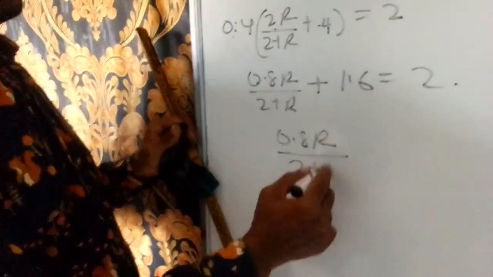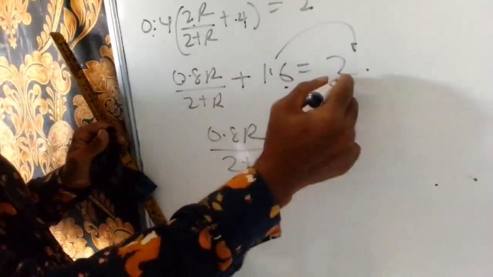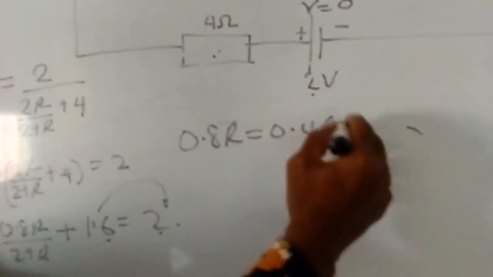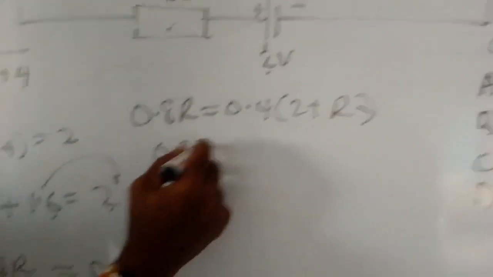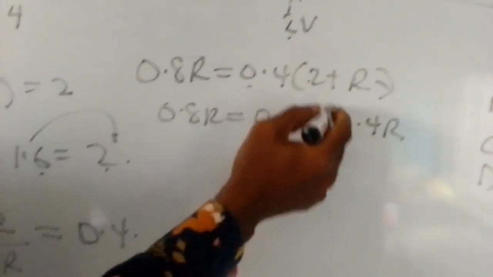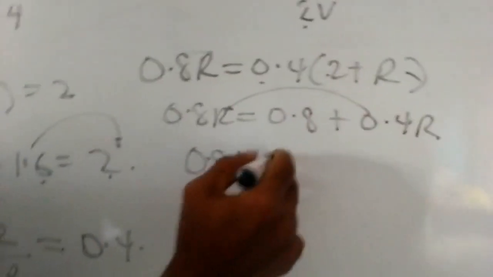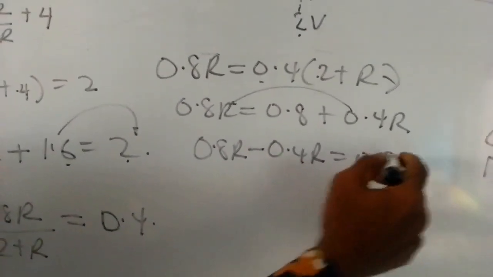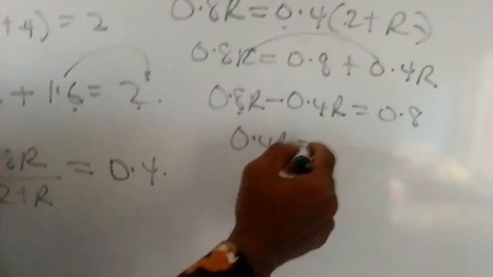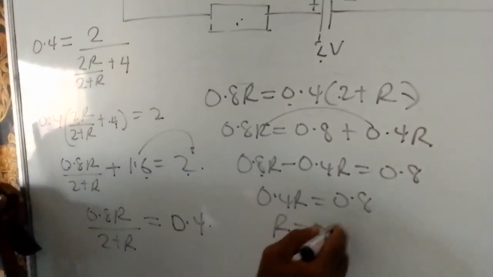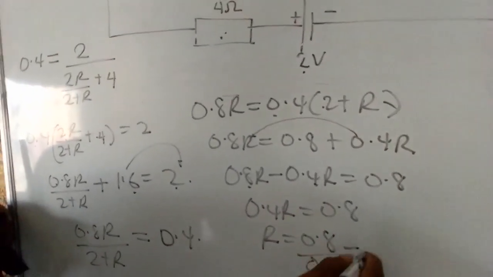Collecting like terms, 0.8R all over 2 plus R equals 2 minus 1.6, giving us 0.4. Then we cross multiply once more, carrying this one to that side. We now have 0.8R equal to 0.4 into 2 plus R. Open the bracket, 0.8R equal to 0.8 plus 0.4R. Taking like terms, crossing over, 0.8R minus 0.4R equal to 0.8. Subtract, we have 0.4R equal to 0.8. R now becomes 0.8 over 0.4. To divide, the answer is 2, or 2 ohms.